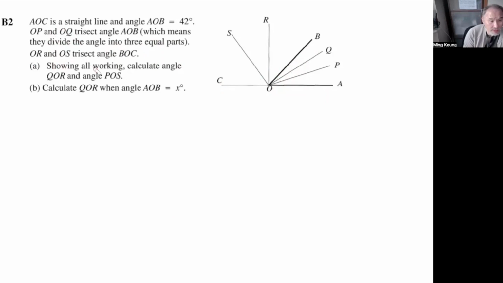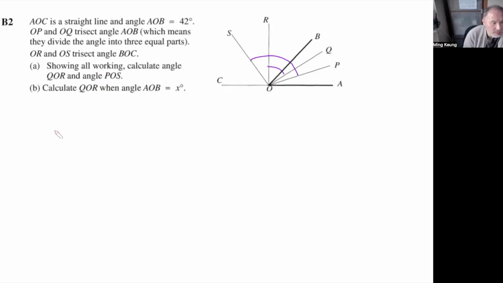OR and OS trisect the angle BOC. That trisects this side. Show all working. Calculate the angle QOR, so this angle here, and POS, which is a slightly larger angle there.